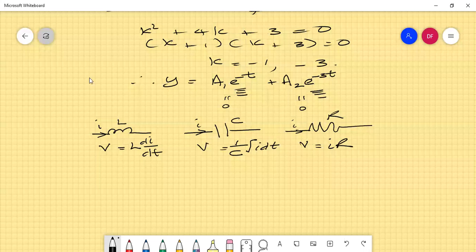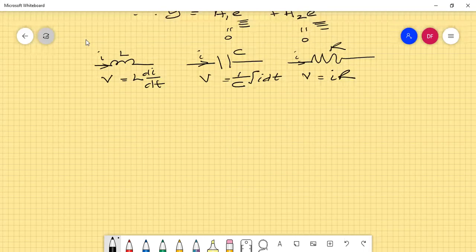So now, let's use this in a situation where we have the three of them connected.